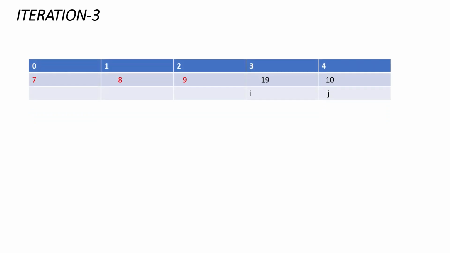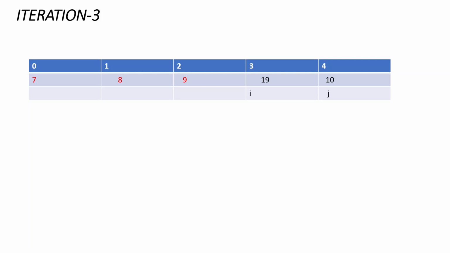In iteration 3, that is the 4th iteration, the elements in indexes 0, 1, 2, 3, 4 are 7, 8, 9, 19, 10 respectively. So we can remember that after the completion of every iteration, I am incrementing i by 1. That means in the previous iteration i is at second index. Now I am incrementing i by 1. That means now i is at third index.